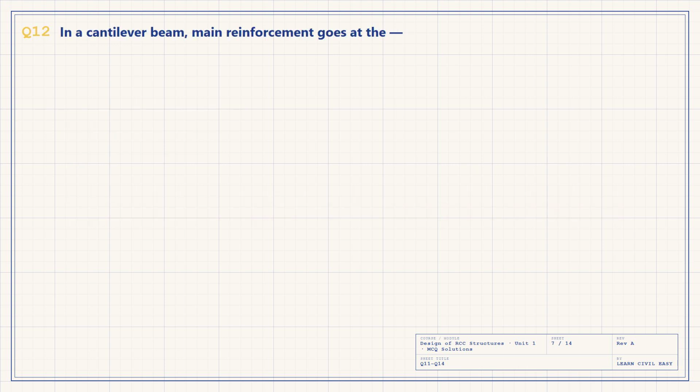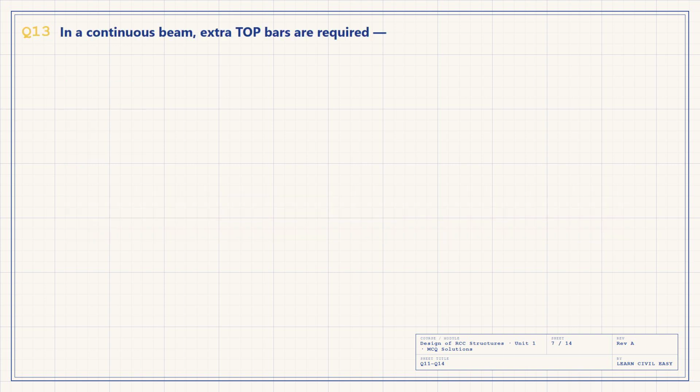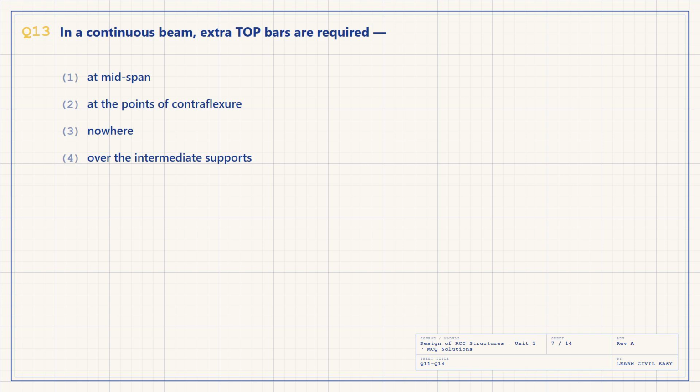Question 12. In a cantilever beam, the main reinforcement is provided at the option 3, the top face. This is the single most missed question in this whole chapter. Do not just take the answer, derive it. The free end of a cantilever drops, so the top fibers are being stretched and the bottom fibers are being squeezed. The beam is hogging. The tension face is the top, so the steel goes at the top, and it must be anchored back into the support because that is exactly where the moment is greatest.